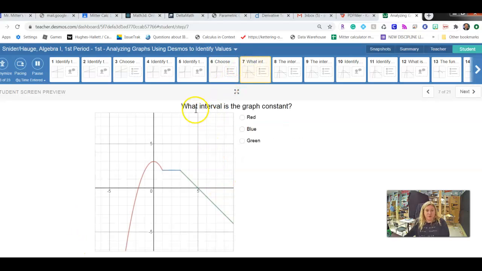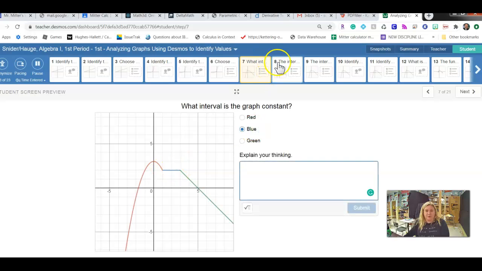Slide 7. What interval is the graph constant? So here we have increasing, increasing, increasing, going up, going up, going up. Starts to go down. Boom. Right here is where it's not increasing and it's not decreasing. So that would be blue.